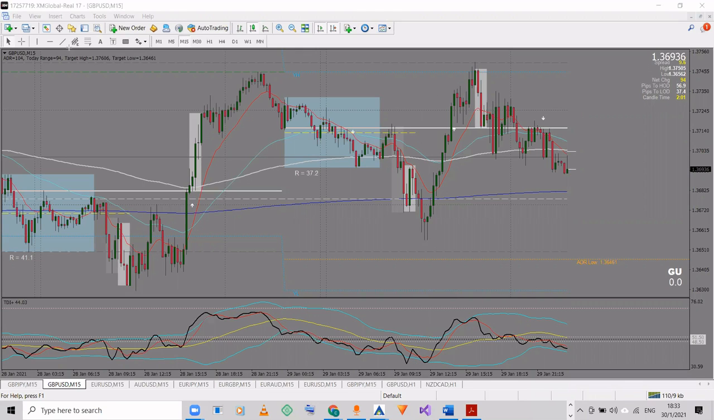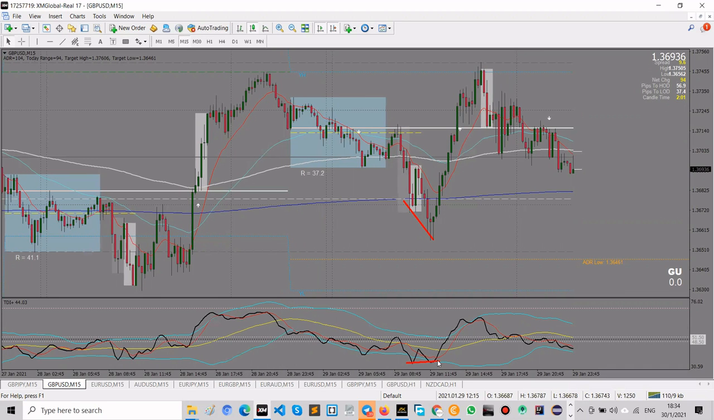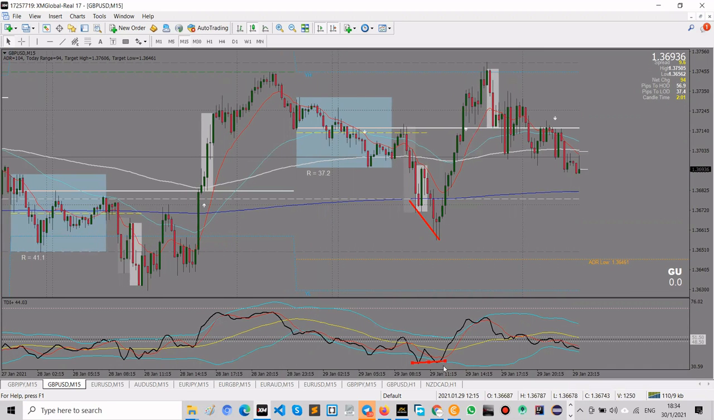Let me show you the other reasons. There was this beautiful thing that we like to call divergence, and this all is going to be taught in tomorrow's lesson on TDI, because it's part of the TDI divergence. So this trade was supposed to be taken right here. And how many pips one would have gotten? 60 pips, 61 pips.